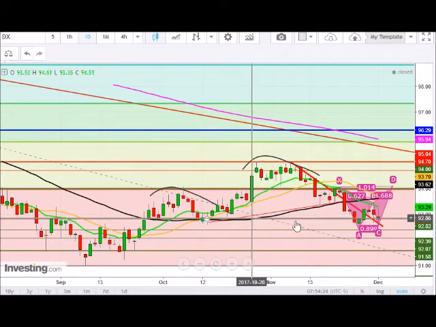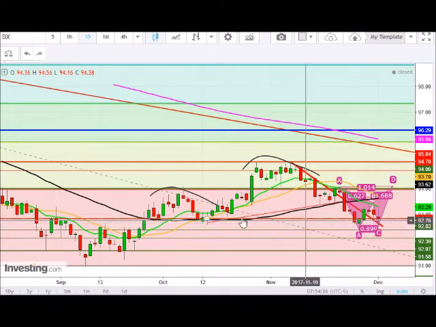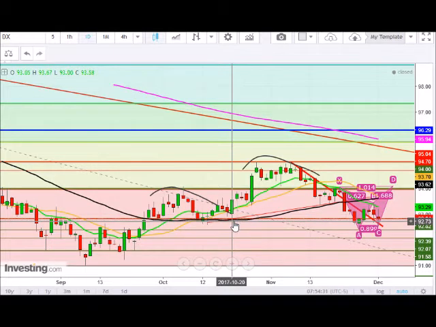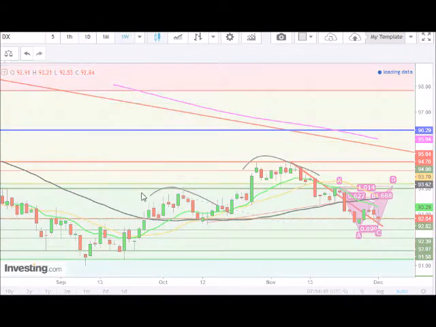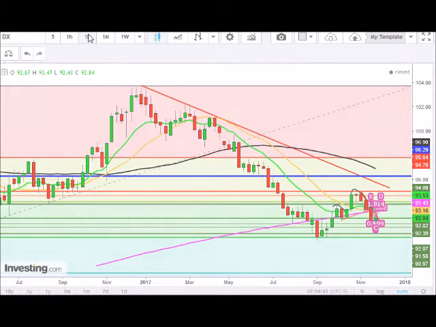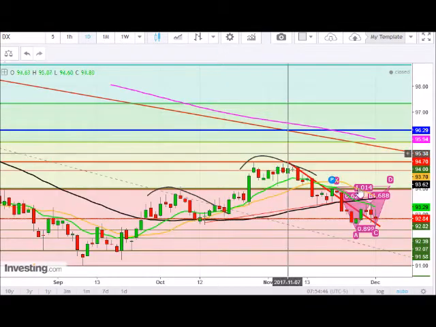Then we'll have a pretty sizable neckline from here. So let's say it would be from about here to about here. That would take the dollar to new lows, and the reason being, I might have to go back and adjust that real quick.